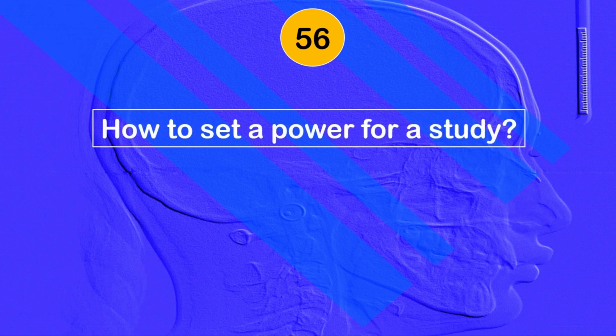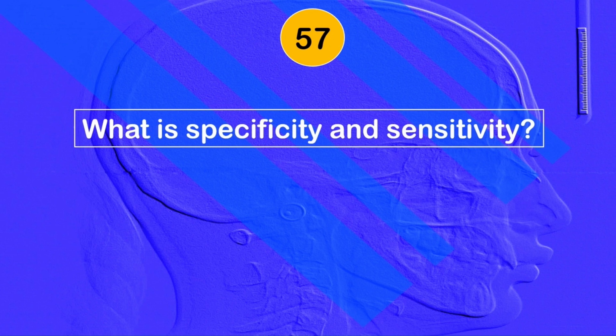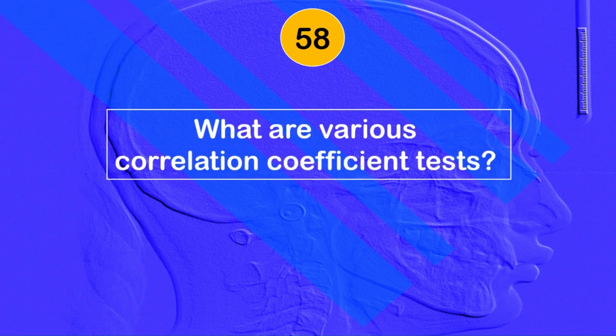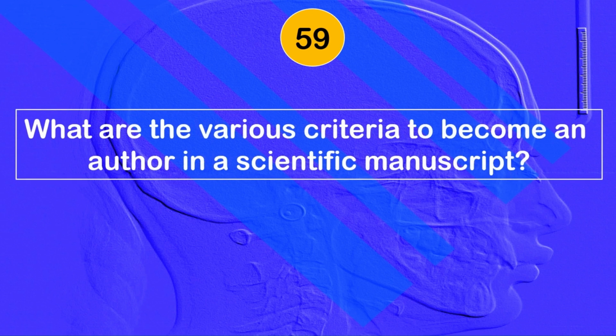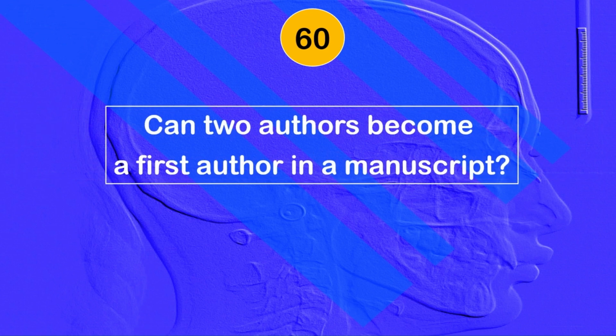How to set a power for a study? What is specificity and sensitivity of a test? What are various correlation coefficient tests? What are the various criteria to become an author in a scientific manuscript? Can two authors become a first author in a manuscript?